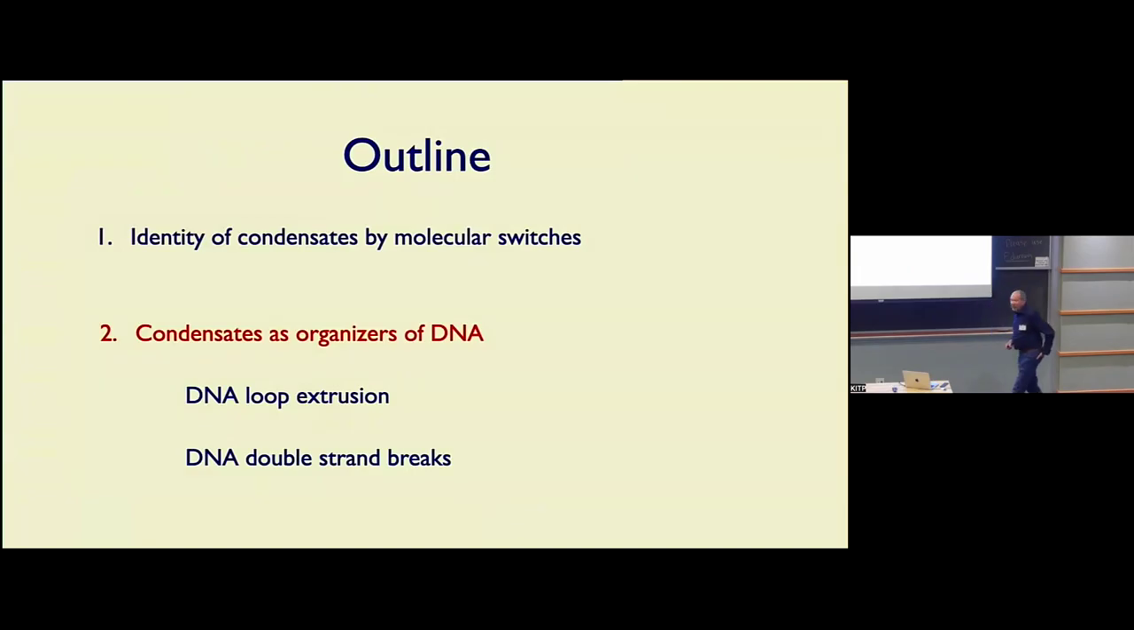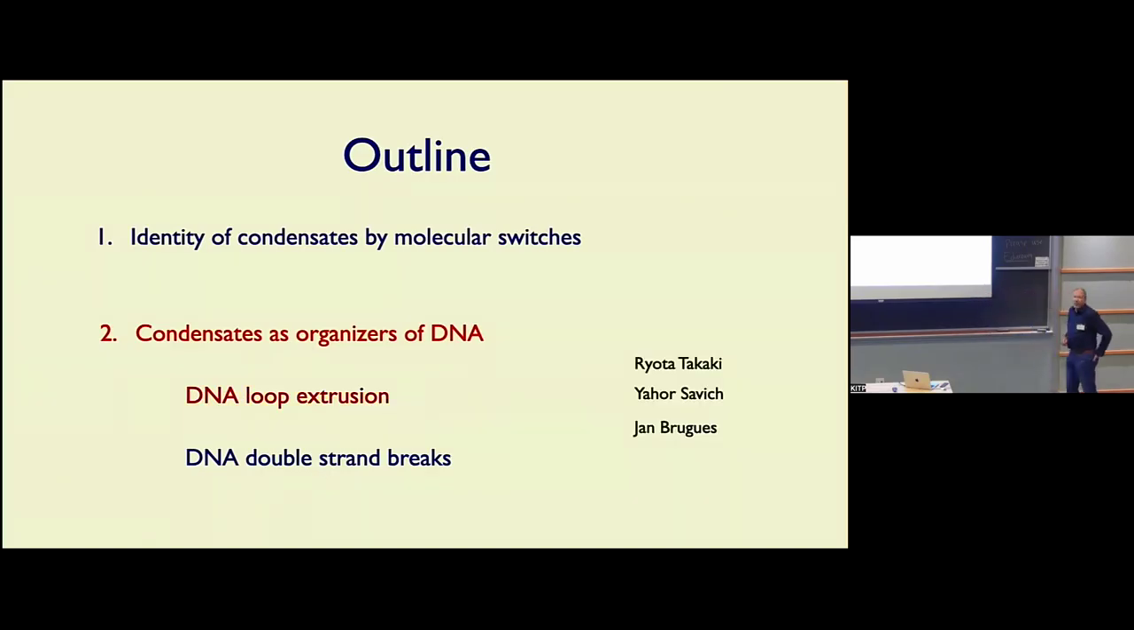So I then come to the next part of my talk, which is a completely different type of question, but it's also about condensation and active processes. But in this case, condensation of a polymer that condenses together with proteins. And that's a situation that is relevant to the spatial organization of DNA or maybe chromatin in a cell. And I will be discussing loop extrusion and double-strand breaks.